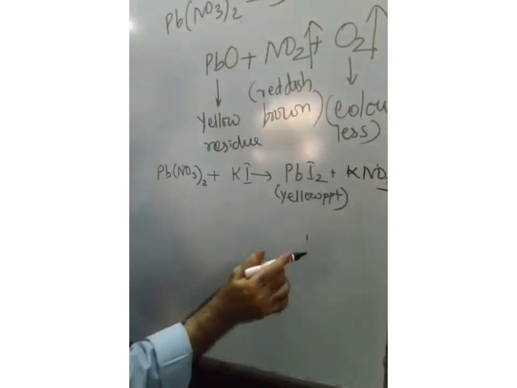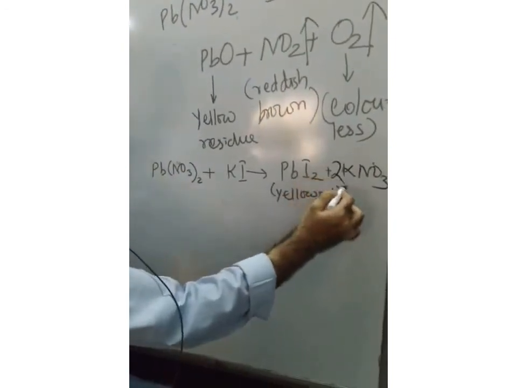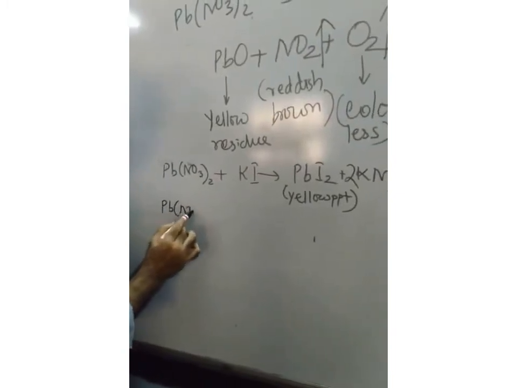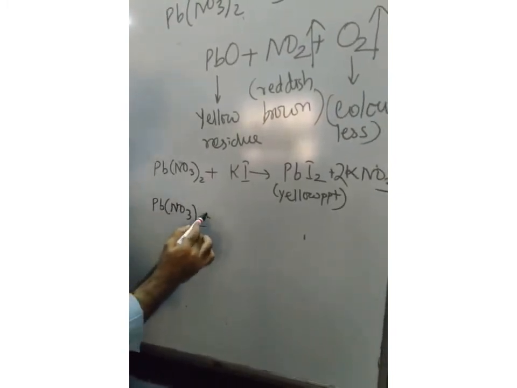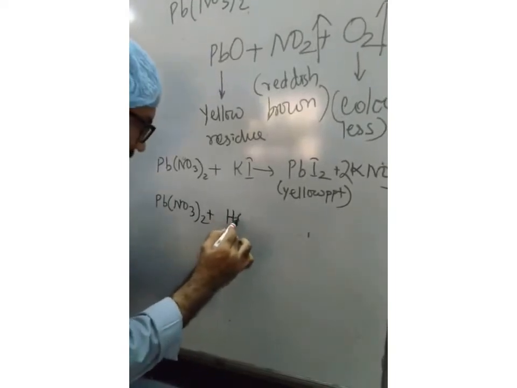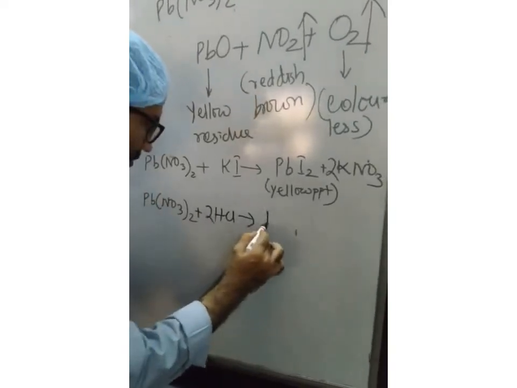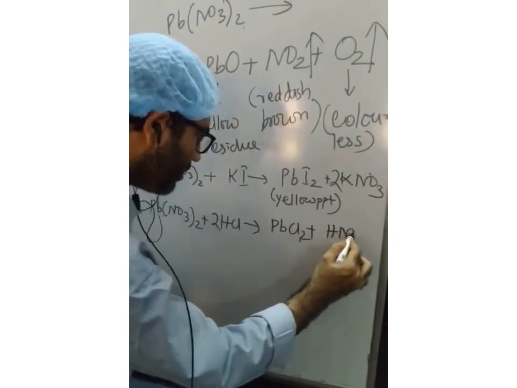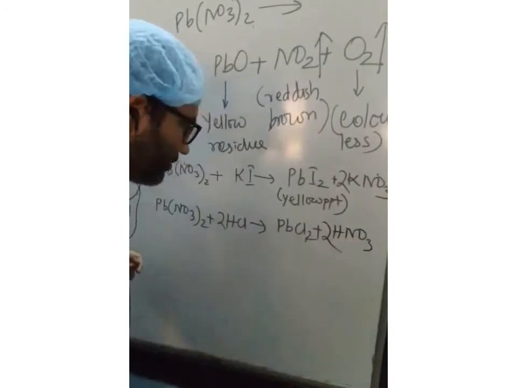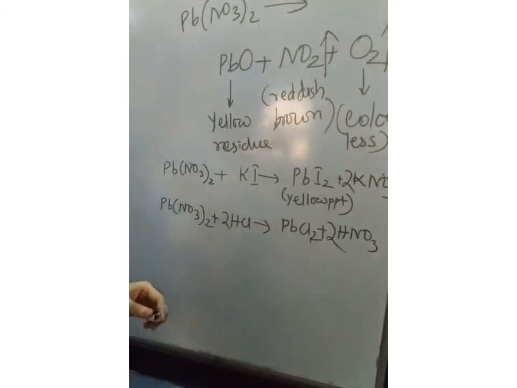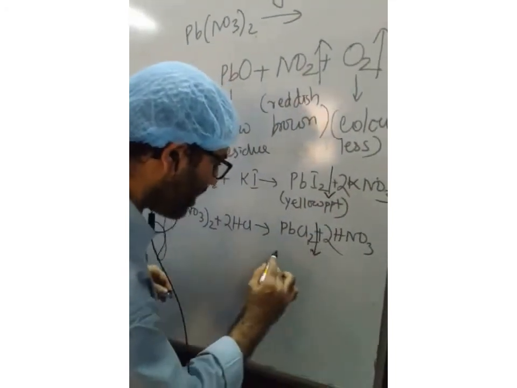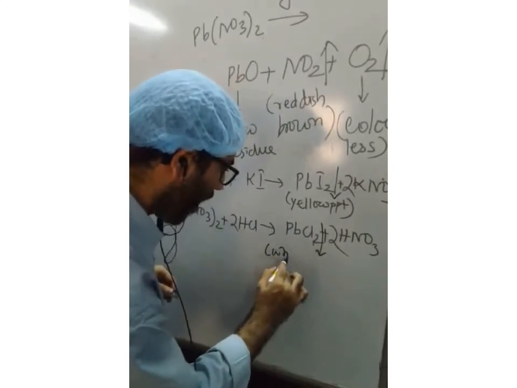Please do balance the reactions, alright? I'm writing over. Again, I took that lead nitrate and I used HCl, and I'll give over here it's PbCl2 plus HNO3. I hope the reaction is balanced. And this is actually, once again, the precipitation sign, and this is the white.